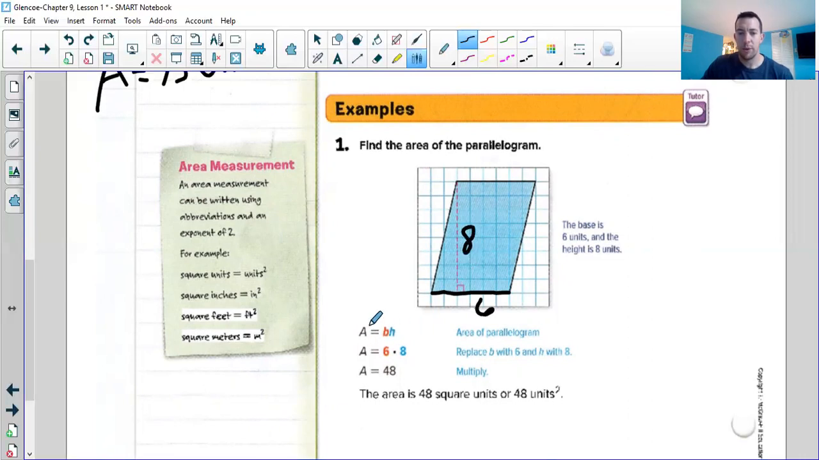Always start with your formula, area equals base times height. Plug in what you know, 6 times 8, area equals 48. And we're just going to call that square units because they don't give us an actual unit. So that's really all we're doing, is we are plugging in numbers.